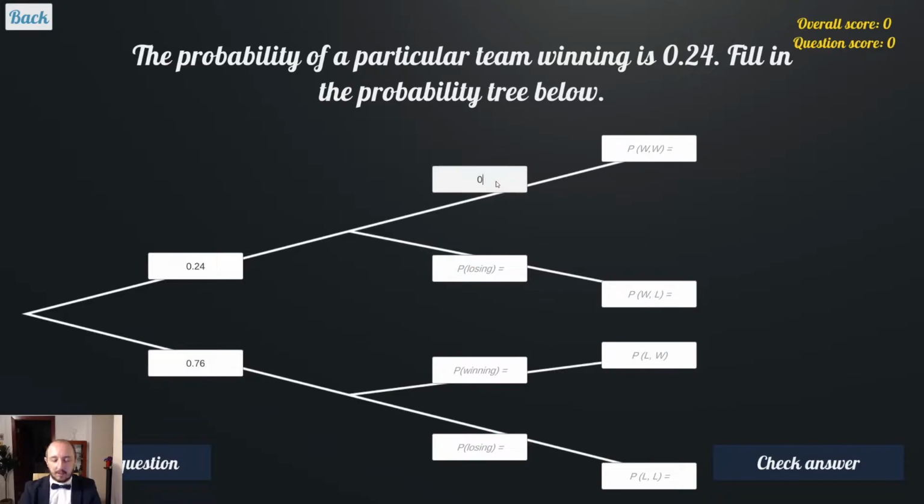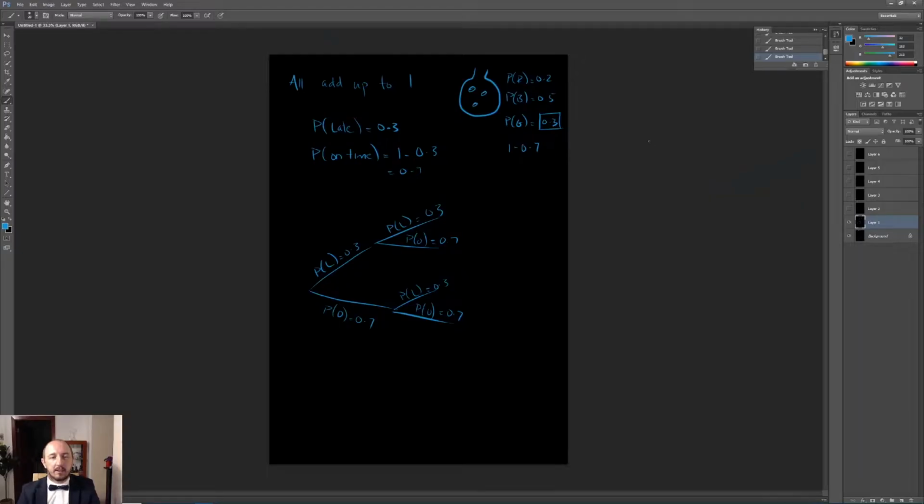So you can fill in 0.24, 0.76, 0.24, 0.76, like so. And then at the end, it's asking you to work out the probability of a win-win. And when we do that, if we're going down these branches, then we multiply as we go down the branches. So probability of late would be 0.3 times 0.3 because we're going down this particular branch here.